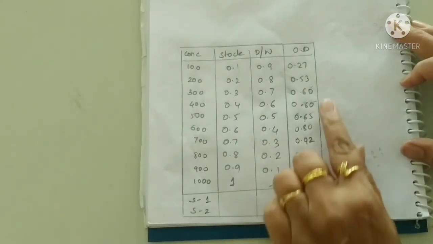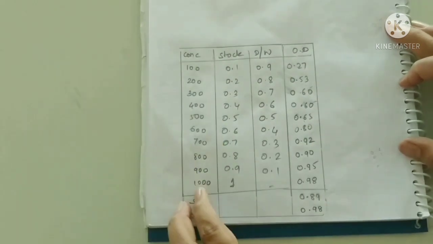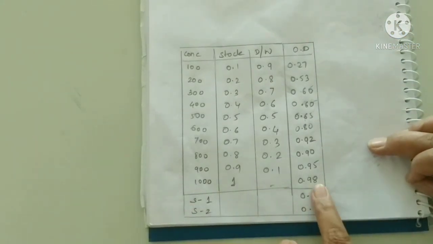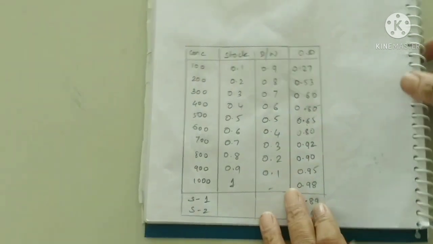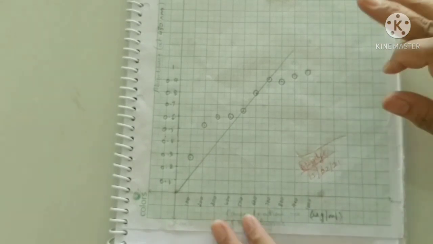Okay students, so these are my readings, 10 to 1000 micrograms per ml, 10 readings. This is for sample 1, this is for sample 2. So these are the readings. From this reading I have plotted the standard graph of glucose.